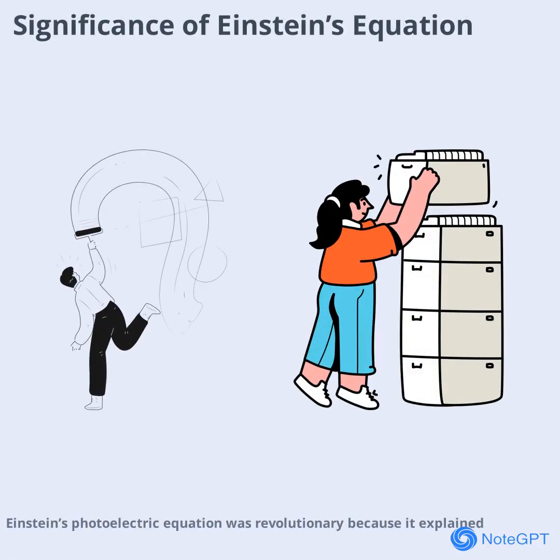Einstein's photoelectric equation was revolutionary because it explained all the experimental observations of the photoelectric effect. It showed that light energy is quantized and that electrons are emitted only if the photon energy exceeds the work function. This equation also provided a direct method to measure Planck's constant, a fundamental constant in physics. The success of this theory was a major step in establishing quantum mechanics as a new framework for understanding the microscopic world.